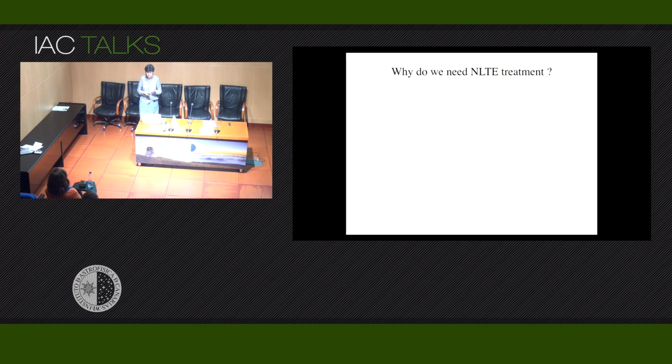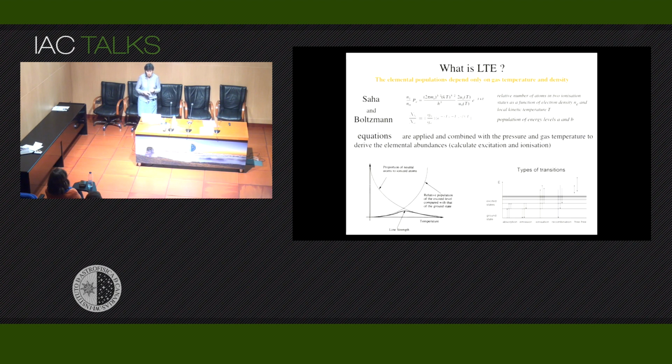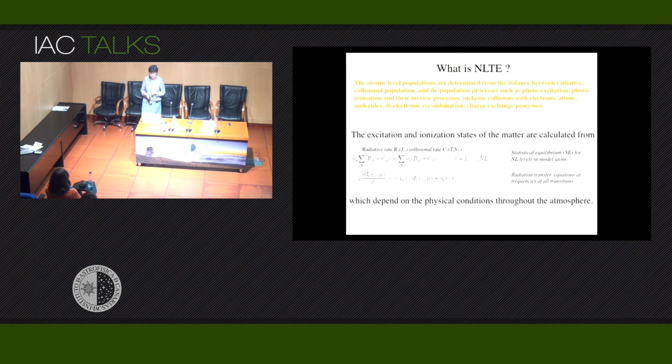So why do we need non-LTE treatment? Nelly explained it. First I should explain what non-LTE is, but what is LTE first? LTE is when you derive your chemical abundances by making the assumption that the population depends only on the gas temperature and its density. So it's a very simple way of deriving the abundances. You just combine the Saha and the Boltzmann equations to derive your abundances. You calculate the excitation and the ionization.